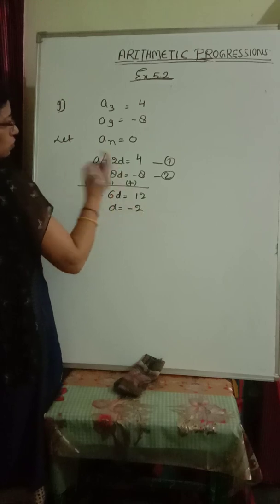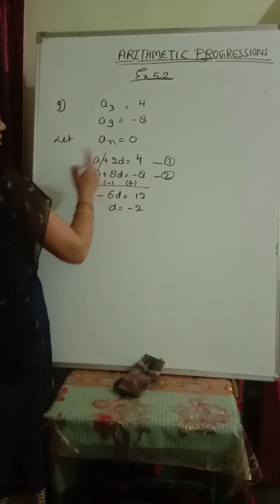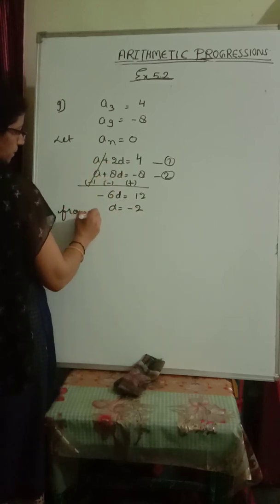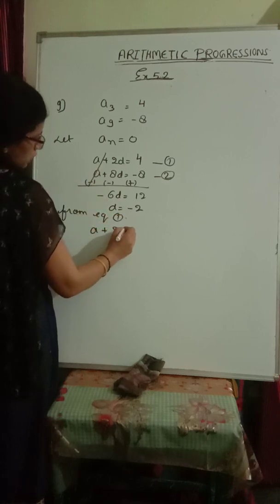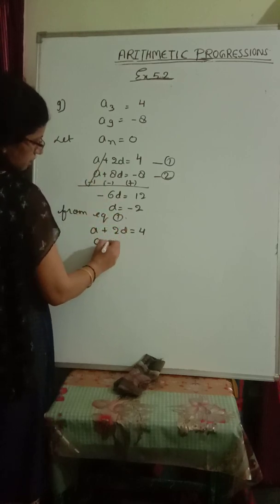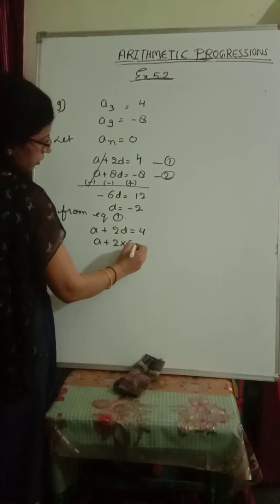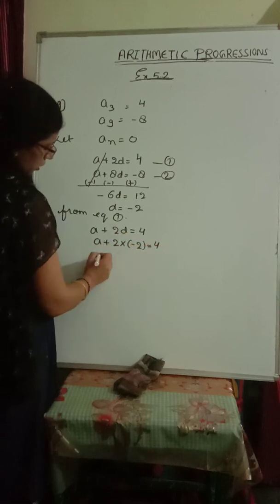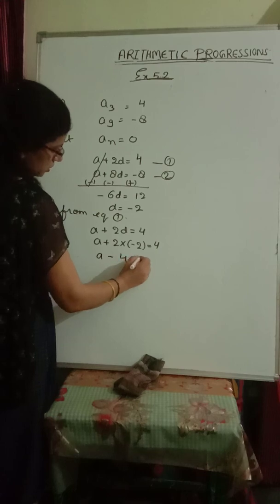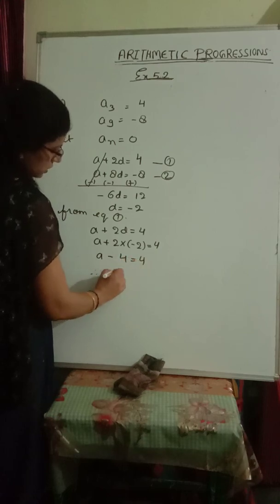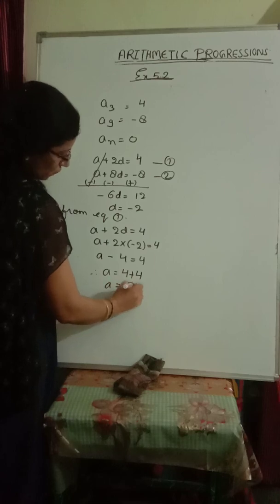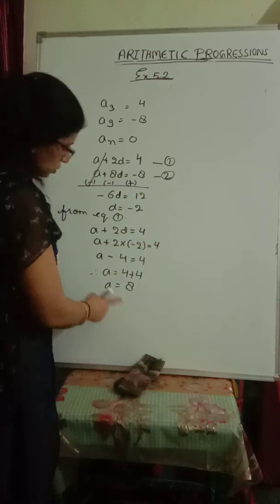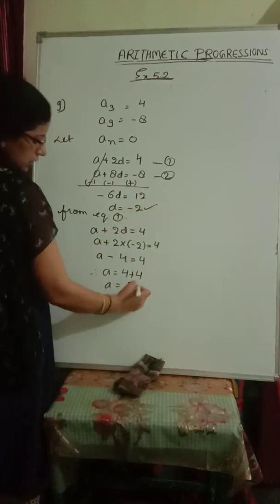So d is minus 2. So substitute in equation 1. We will write from equation 1, a plus 2d is equal to 4. So a plus 2 into the value of d, minus 2, is equal to 4. A minus 4 is equal to 4. So therefore a is equal to 4 plus 4. So we will get a is equal to 8. Okay, so a is 8 and d is minus 2, we got.